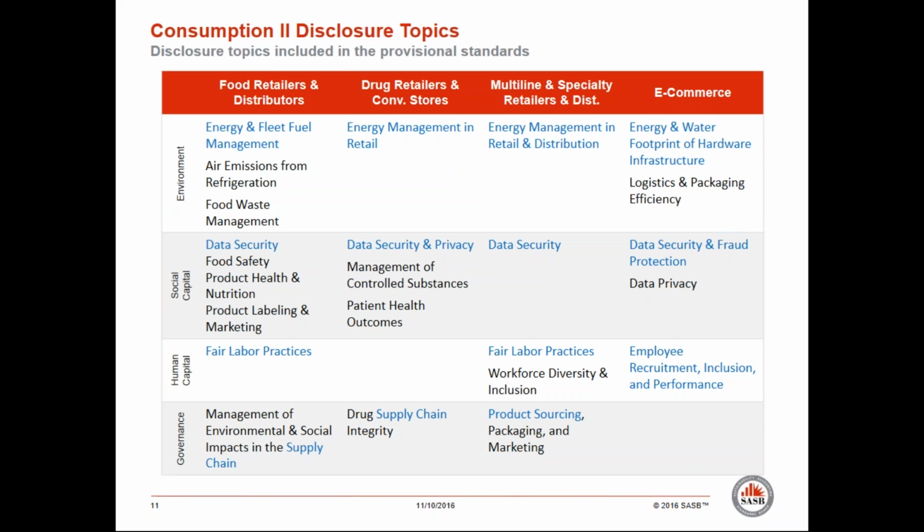So in each column, you can see the disclosure topics identified in the provisional standard, and I've colored in the blue text that pull out the themes so that you can see visually across sectors what's standing out here as themes across the retailers. So like I mentioned, we see energy management and retail and distribution across these retail industries. We also see data security and privacy. Also, human capital is the life force of retail, and we see fair labor practices and employee inclusion and performance here as well. We also have supply chain as a theme. These retailers oftentimes aren't necessarily producing the goods that they sell, so how they're managing their supply chain and sourcing products is key to their performance.